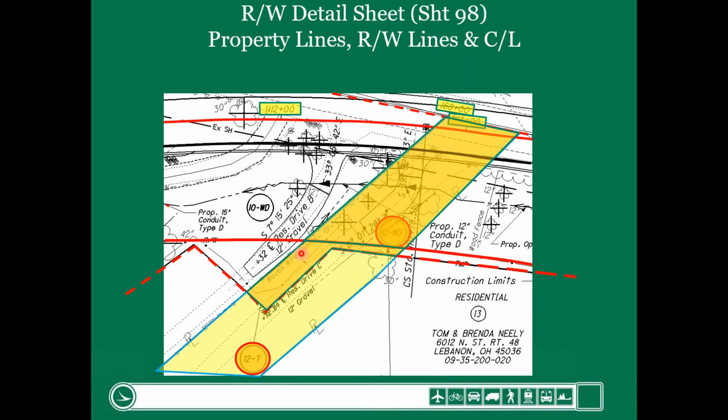So 12WD and 12T. So the point of this slide is to break down how you want to identify where the center line is, where the proposed right of way is, where the temporary right of way is, and where the property lines are, and then you can better identify where these parcels are at.